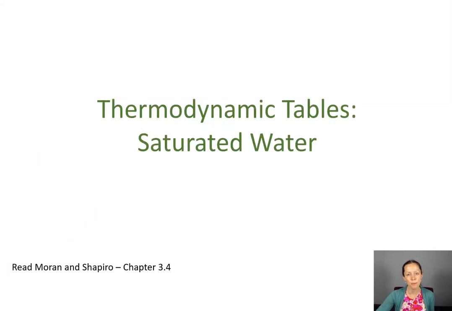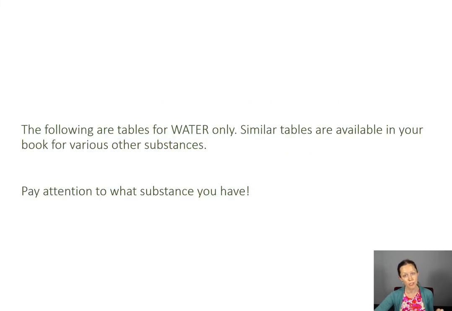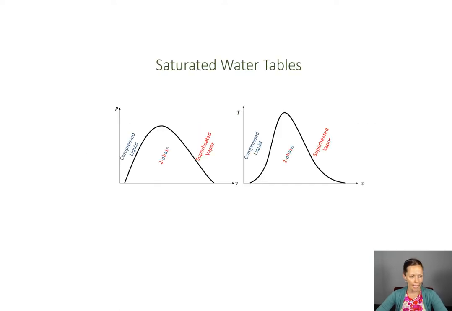In this segment, we're going to be talking about how to use the thermodynamic tables, specifically the saturated water tables. So these tables are for water only. There are other tables for other substances, so just be aware of that. Make sure that you know what substance that you have. It's a really common mistake just to use the wrong tables for the wrong substance. And it's for saturated water specifically.